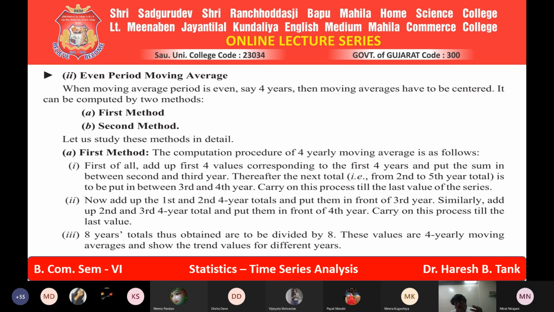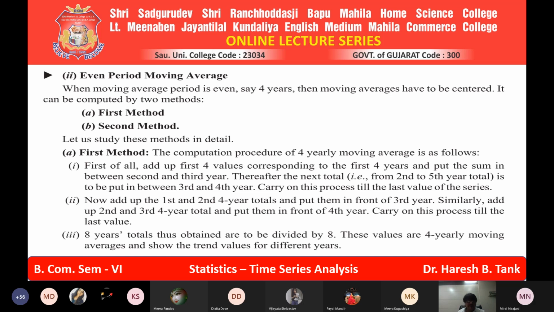When 4 years are given to you, which one of them would be the middle year? Let us suppose 1990, 91, 92 and 93. These 4 years are given to you with some data set. Once you make a bunch of these 4 years, you have to put the sum of all those 4 entities exactly in between these 4 years. Where exactly will it come? Second and third. So naturally it would be somewhere in between the second and third. While putting it between the second and third, naturally, this is not a right way.